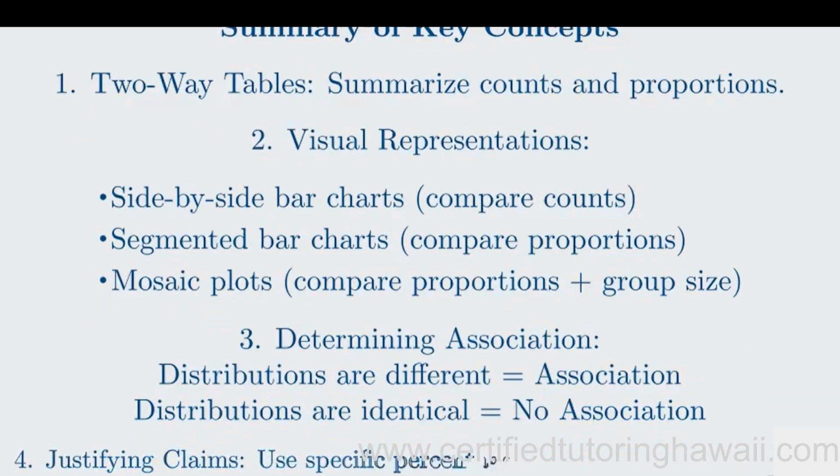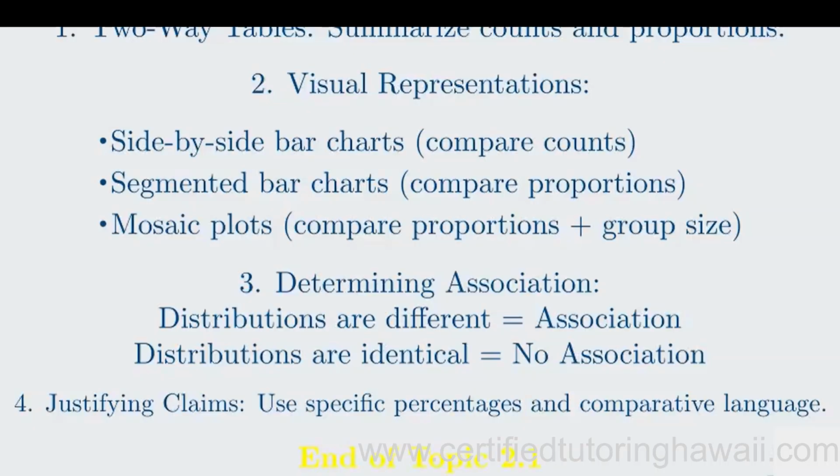When you are asked to justify a claim, don't just say the bars look different. Use the numbers. Citing the specific relative frequencies is the key to a high-scoring response. You are now prepared to analyze the relationships between categorical variables using both tables and graphs. Great work today!